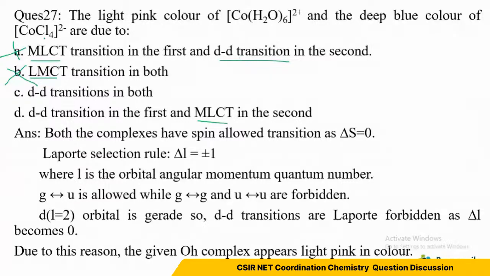In Cl4, Cl is a pi donor. It is not a pi acceptor. Also, H2O is a sigma donor. It is also not a pi acceptor. So you can cancel out this option as well, right? Only this option is left.